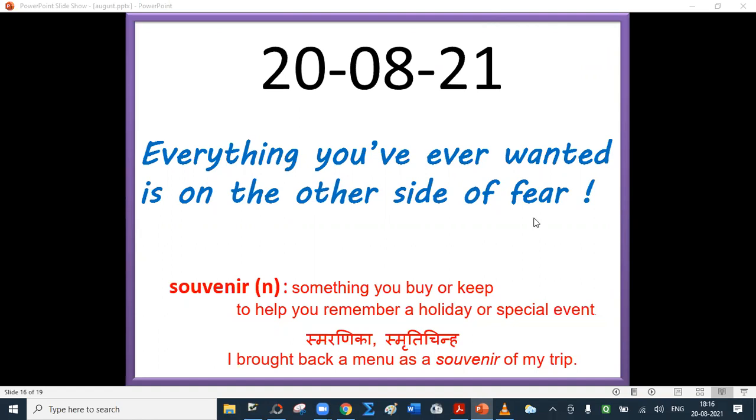Today's word is souvenir, something you buy or keep to help you remember a holiday or a special event. In Marathi, Smaranika kiva Smruti Chinna. I brought back a menu as a souvenir of my trip.